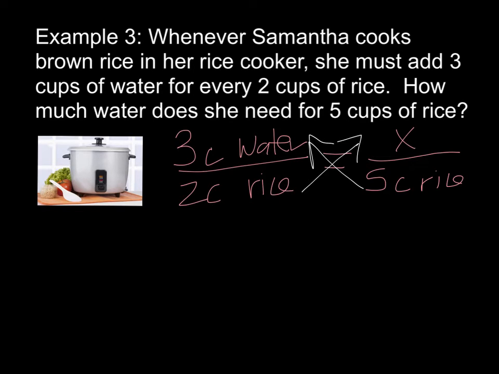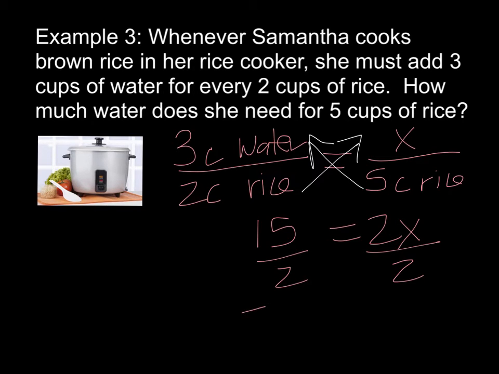So 2 times x, and 5 times 3 is 15. We divide each side by 2, and we get 7.5 cups of water. So if Samantha wants to cook 5 cups of brown rice in her rice cooker, she would need 7.5 cups of water.